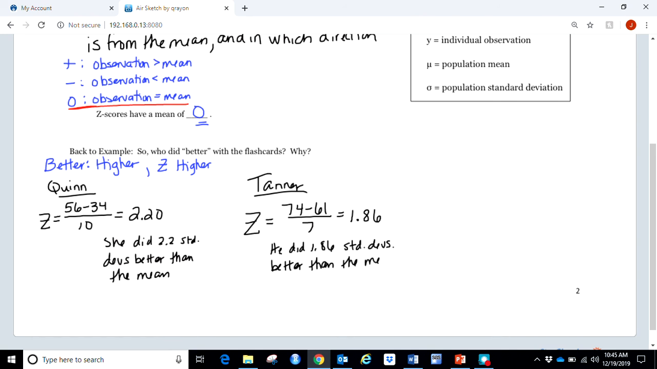So they both did better than the mean. But whose score was even higher than the other's? We already said the higher the z, the better the student did. So for that reason, Quinn has done better. Quinn did better because she was more standard deviations above the mean.